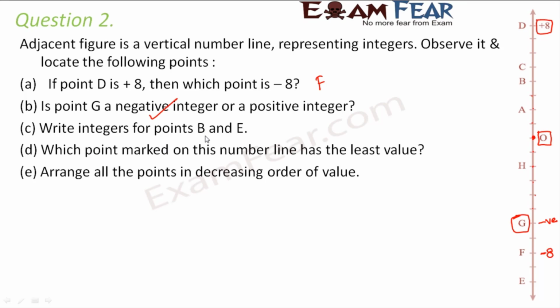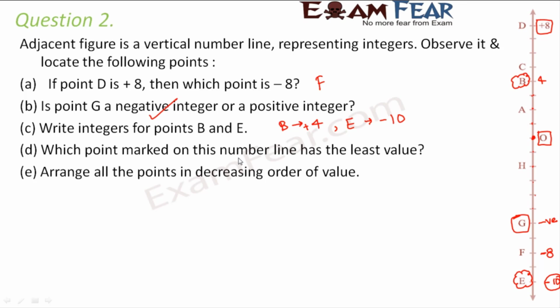Write integers for points B and E. Where is B? B is here, and where is E? E is here. If F is minus 8, that means this point would be minus 9 and this point would be minus 10. So E would be minus 10. And what about B? If this is 0, you have 1, 2, 3, 4. So B would be 4, that is plus 4, and E would be minus 10.